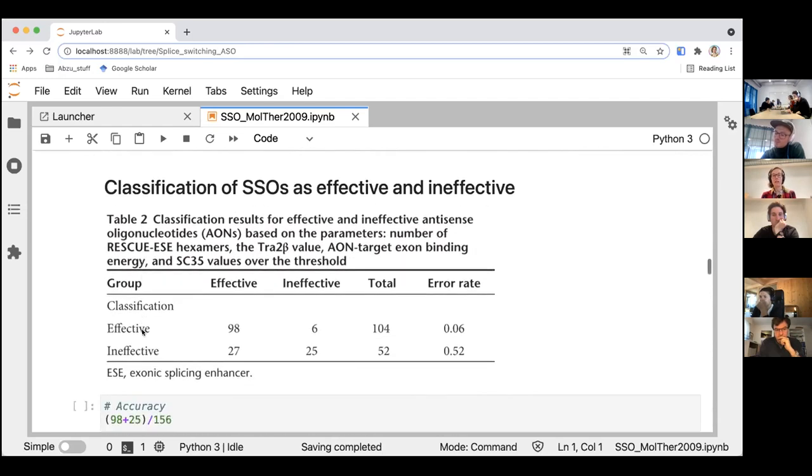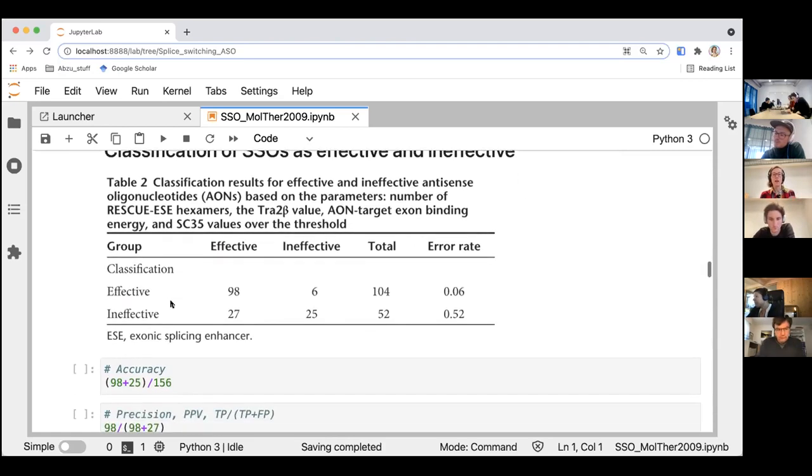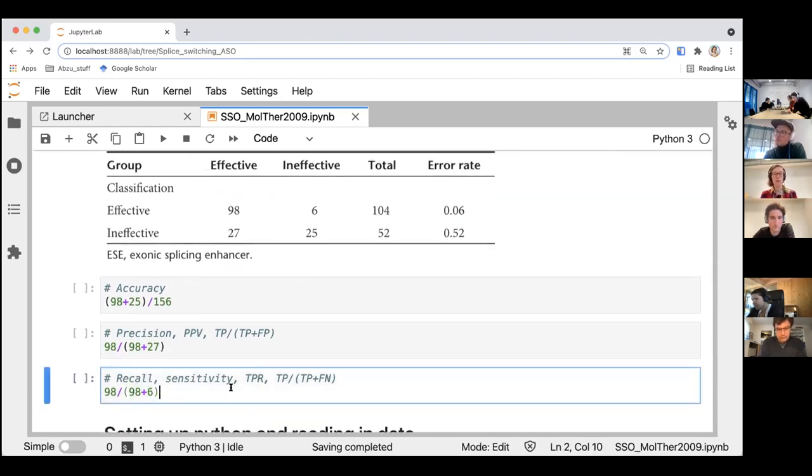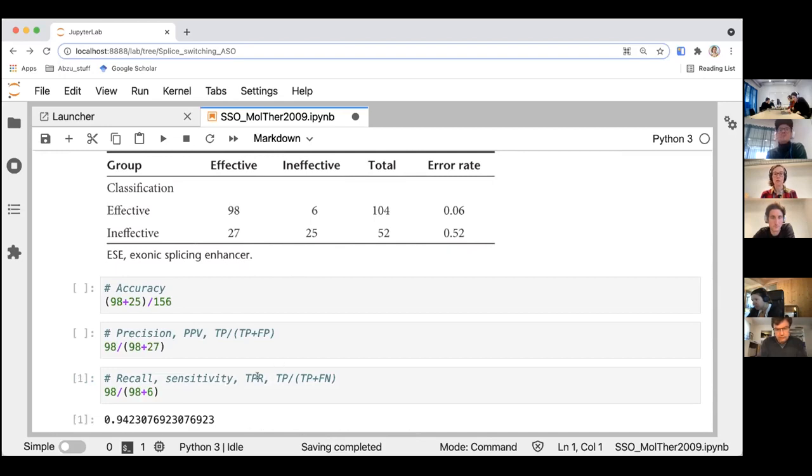So they classify the SSOs as effective and ineffective based on these 4 features, and actually obtained quite well, you could say they have pretty good recall, as we would call it. That's the true positive rate. But as you can see, when they try to predict the ineffective, it's almost a coin flip whether they actually make it or not.